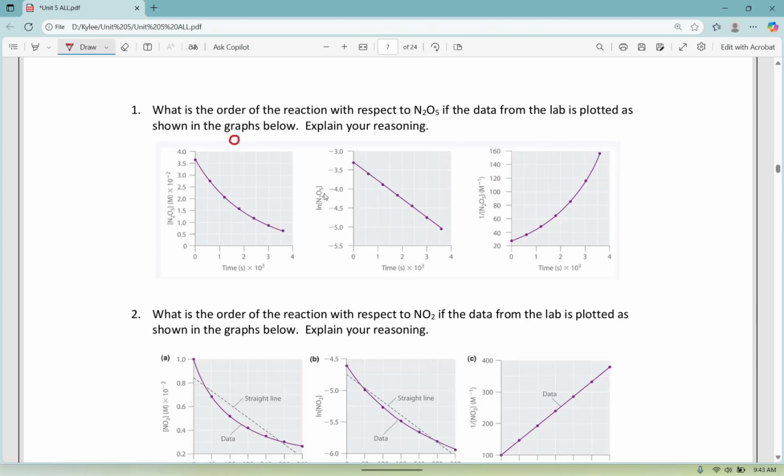Natural log of concentration versus time is going to be first order, and then 1 over the concentration versus time is going to correspond to second order. And so whichever one of these gives me a linear graph is going to be my order of the reaction. So I would say that this is first order. And the reason I know that is because the ln versus time graph is linear.